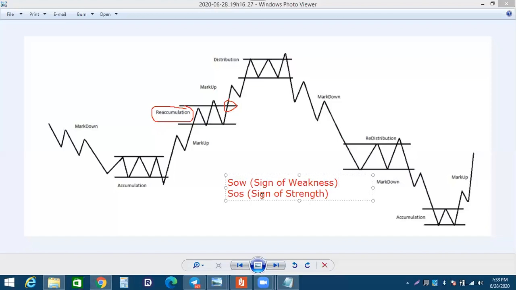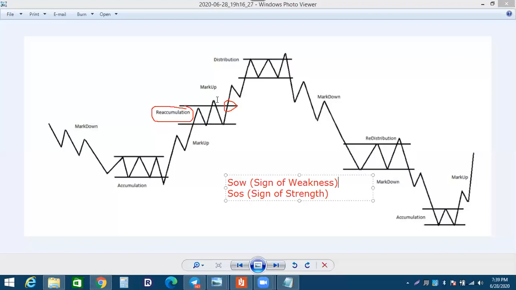Keep in mind these two things, because of these two things the market changes direction. It means we must understand the sign of weakness and the sign of strength. If we understand them, we can predict the trend direction. In a few minutes, the trend direction can change, in an uptrend or a downtrend.